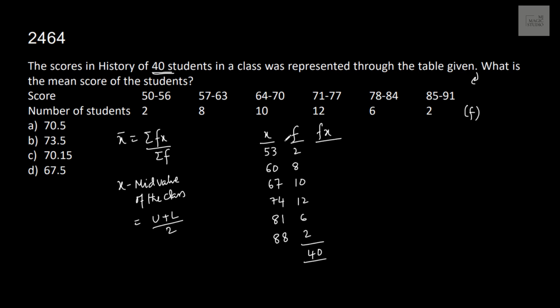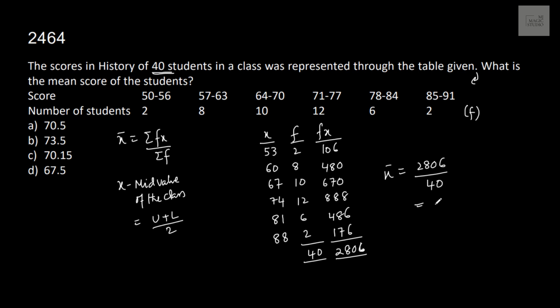We need fx, that is f into x. 53 into 2, 106. 60 into 8, 480. 670. 74 into 12, 888. 81 into 6, 486. And this would be 176. When we add up, it should be 2806. So mean is 2806, summation fx, by summation f, that is 40. 70.15. Yes, and that is in option C.